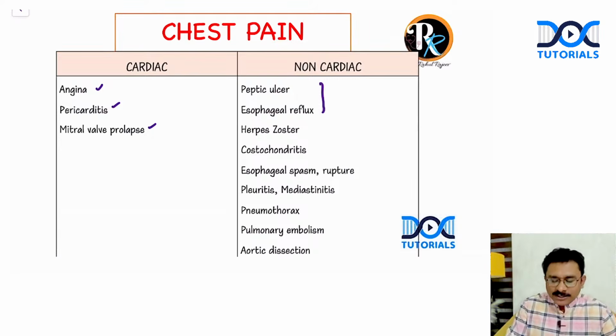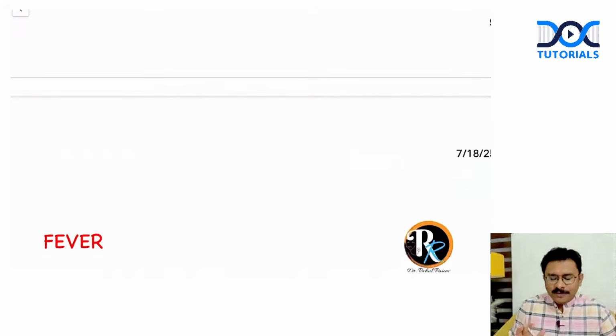Now coming to a few respiratory system conditions like pleuritis, mediastinitis. So certain inflammatory pathologies of the respiratory system, even pneumothorax and pulmonary embolism. So you should know what the respiratory diseases are that can present with chest pain. This can be one of the questions that may be asked in your viva. Then aortic dissection can also present with chest pain. Okay, it's a favorite question for examiners.